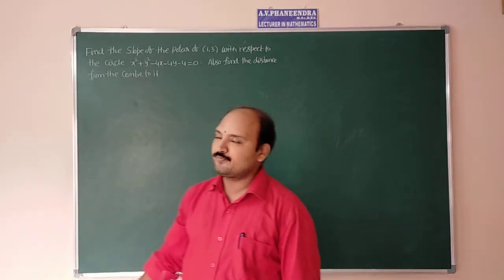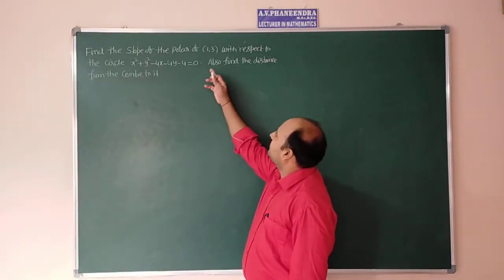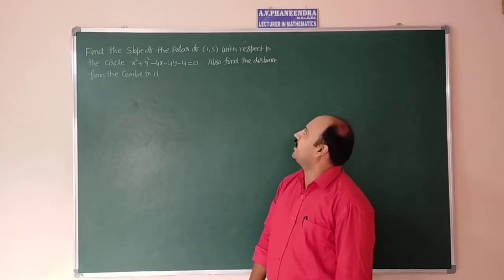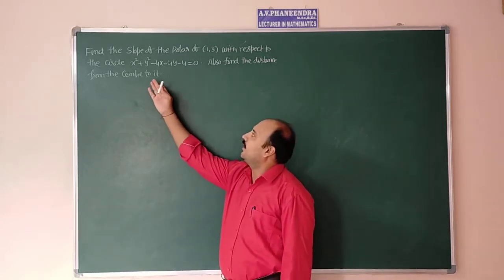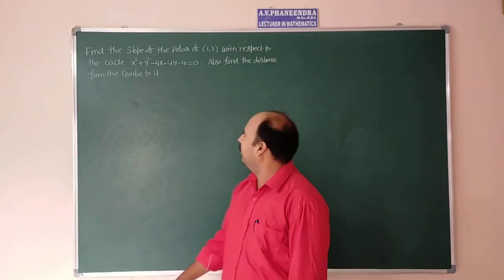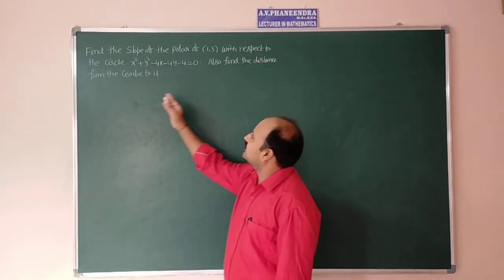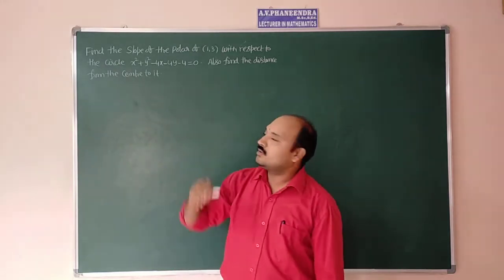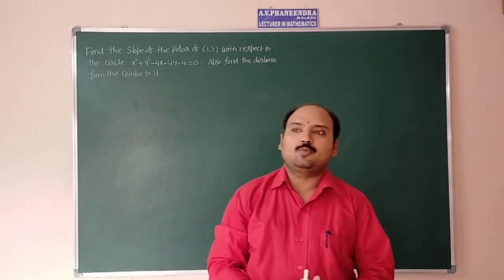Next question. Find the slope of the polar of (1, 3) with respect to the circle x² + y² − 4x − 4y − 4 = 0. Also find the distance from the center to the polar.